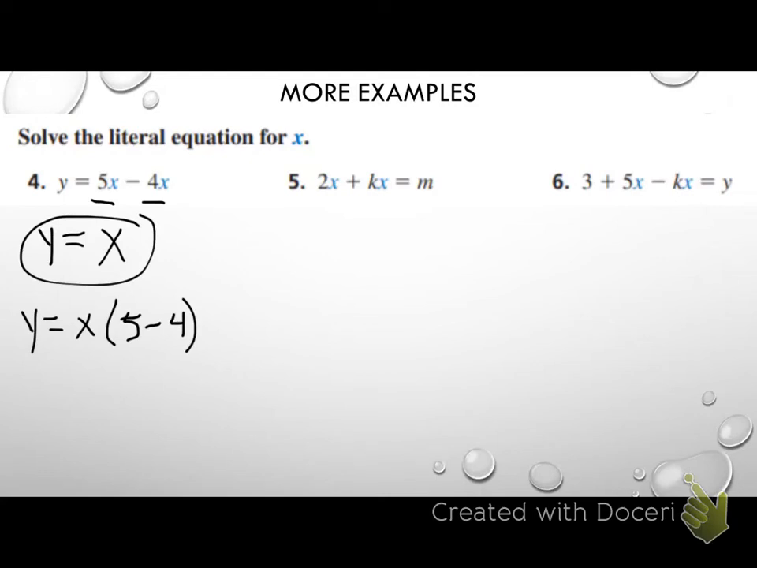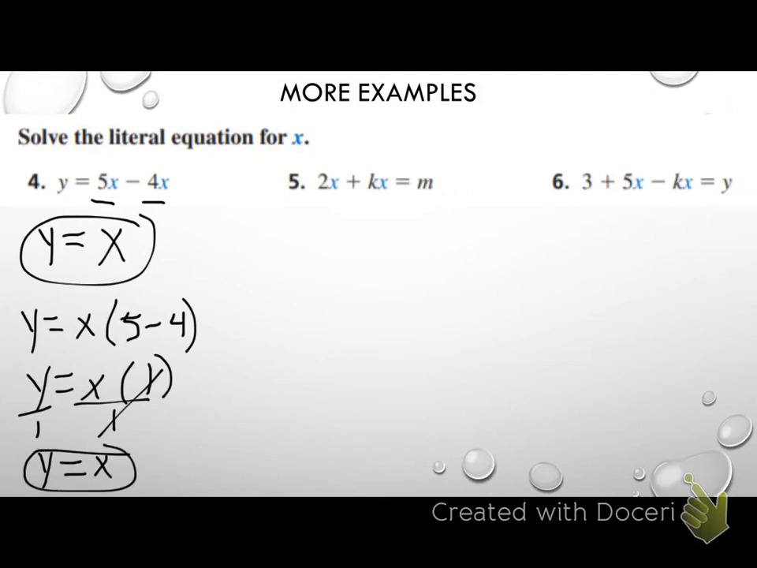I don't know why it's going so slow today, but. So then what's 5 minus 4? 1. And then you can look at this two different ways. X times 1 would give me x, so y would equal x, which is what we got. Or you could divide both sides by 1. Y divided by 1 is y, so I'd still get y equals x. So you could still approach it using the GCF in this case. But I'd like you to use like terms, so if you can combine like terms, combine them, and then solve. Okay? Any questions on number 4 here?